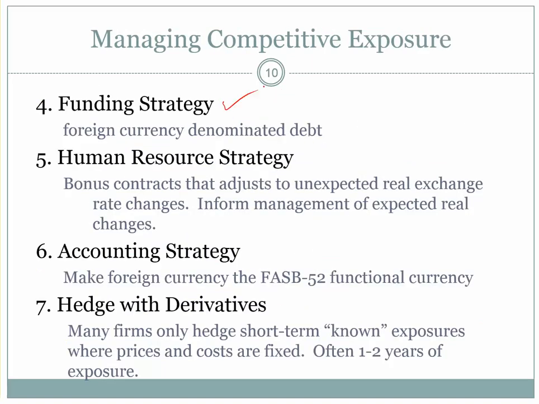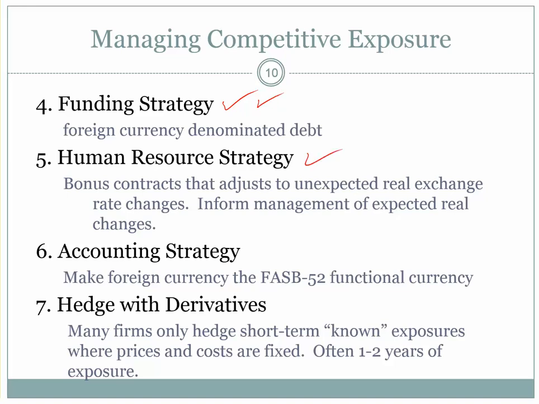Funding strategy. For all the exposures to FX, one thing that will help is financing foreign projects with foreign denominated debt. So for example, if I wanted to open a German subsidiary, I would finance the project using euro denominated debt. Therefore, my debt costs and my revenues are both denominated in euros, and that becomes a natural hedge to all FX exposures.